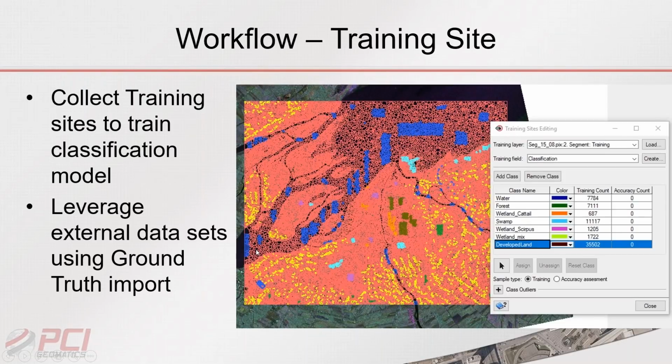So the workflow is going to consist of what you see on the screen. The segmentation is what you see, and then you see some training sites and some specific classes. And really, we're going to try to leverage existing ground truth data, import that in, and conduct the classification. Once again, Jason's going to be giving a live demonstration in a second.